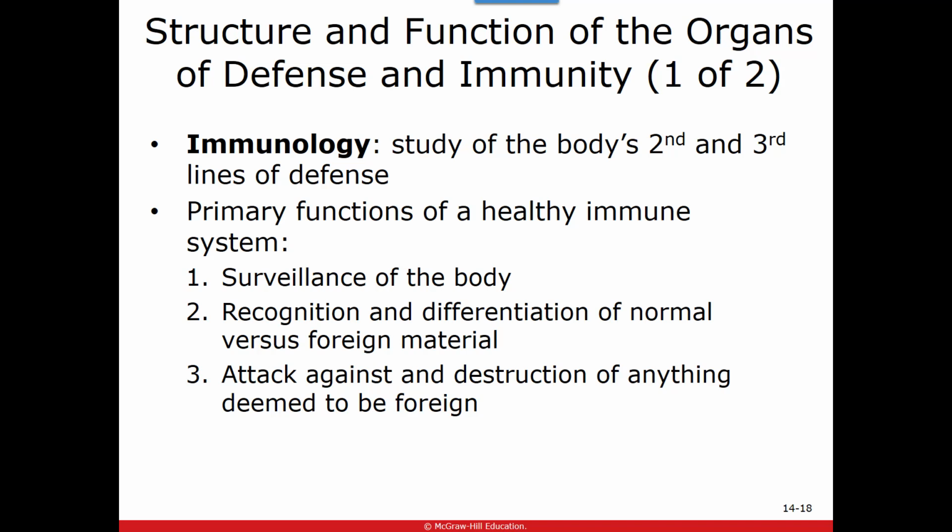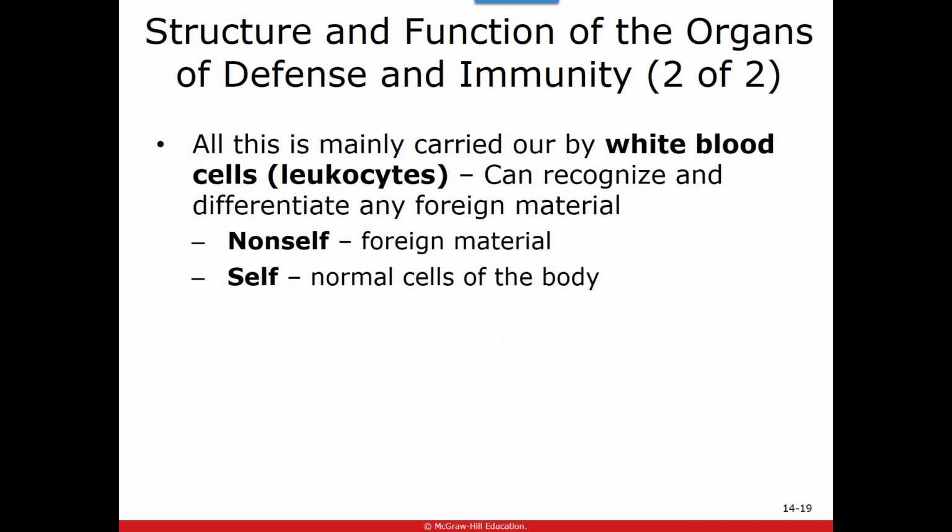Now, the main cells that are going to be doing this, that are constantly patrolling the body, are your white blood cells, also called your leukocytes. They're the ones that are there to constantly be recognizing foreign materials or non-self cells versus a self cell. That is a normal cell in the body. It's one of your cells, and it's a healthy cell, which means it doesn't have a virus in it.